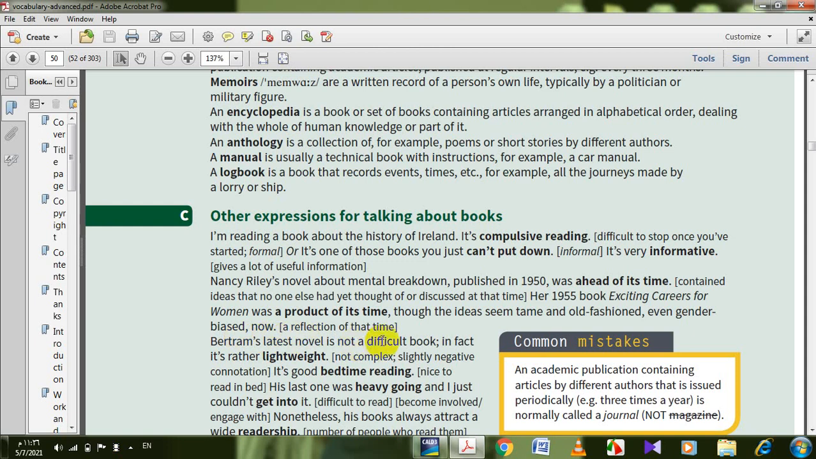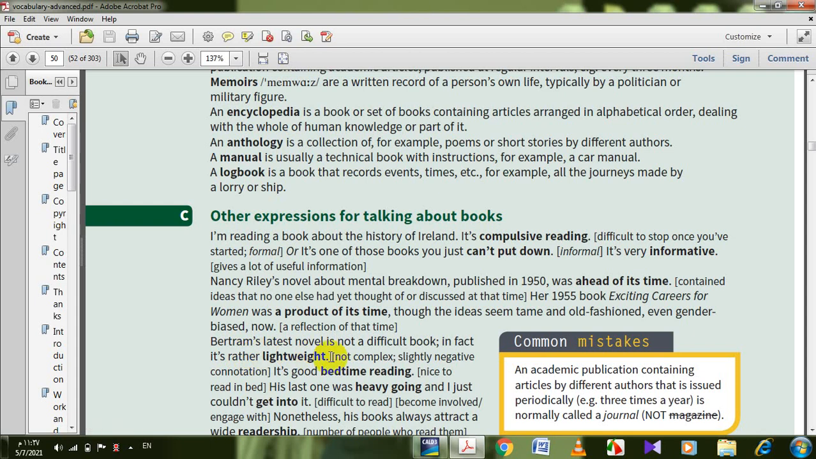It was a reflection. صورة عن تلك الفترة. It's a reflection of that time. This is the meaning of a product of its time. Okay, it means a reflection of that time, which means in Arabic صورة عن تلك الفترة وصورة عن تلك الحقبة.